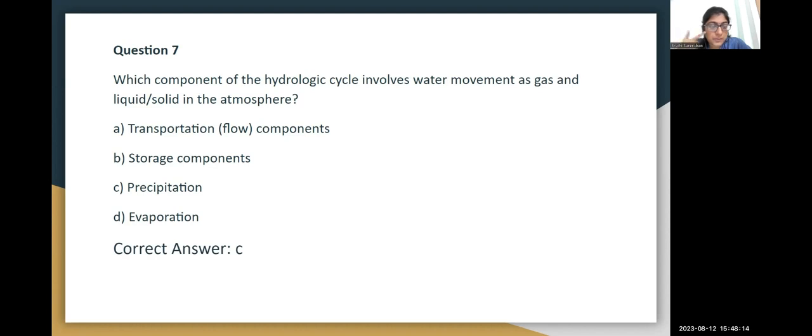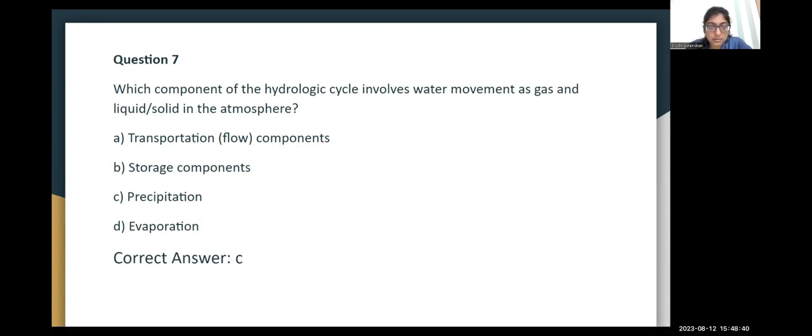I don't see how the option is precipitation again. Involves water movement as gas and liquid or solid in the atmosphere. Precipitation is, okay, the water vapor is getting condensed and coming down as rain. Might be that. What is the option that you think was appropriate, Dhanesh and whoever is here? Bhaskar, what felt more right to you? Is it option A or option C?